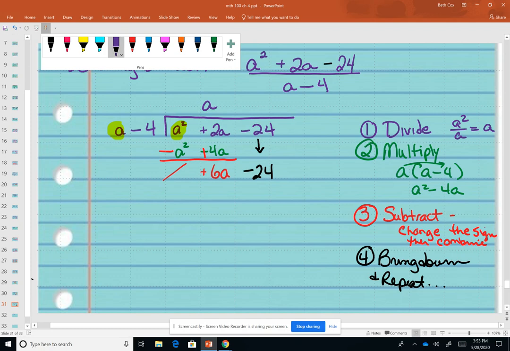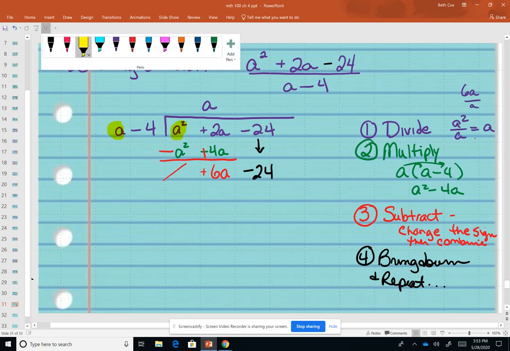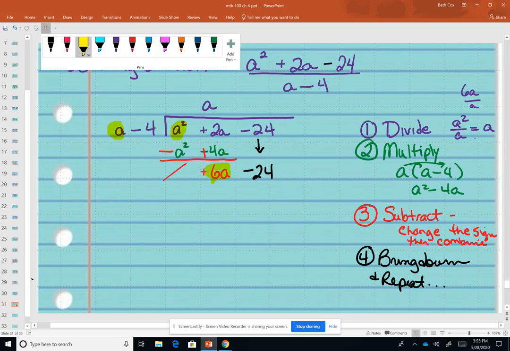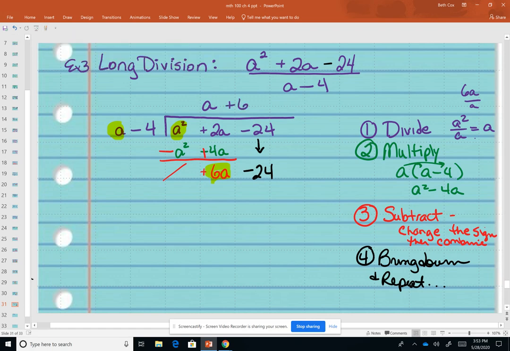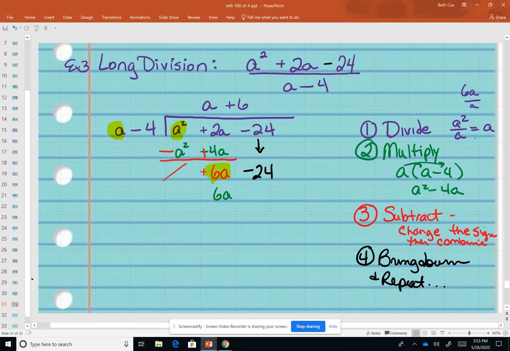So this time when I divide, I'm going to divide 6a, give myself enough room, divided by a. So that's what I'm going to do on the divide this time, just that number. And my answer is going to be 6, positive 6. And then I'm going to multiply. And that'll give me 6 times a minus 4, which is going to give me 6a minus 24.